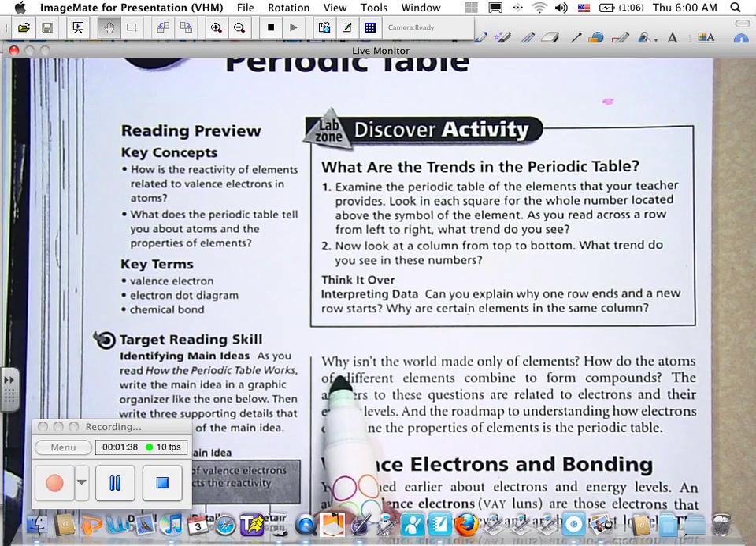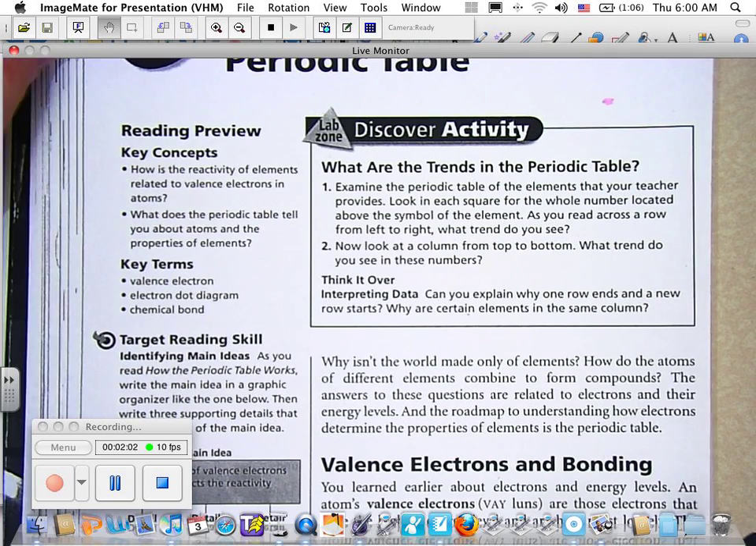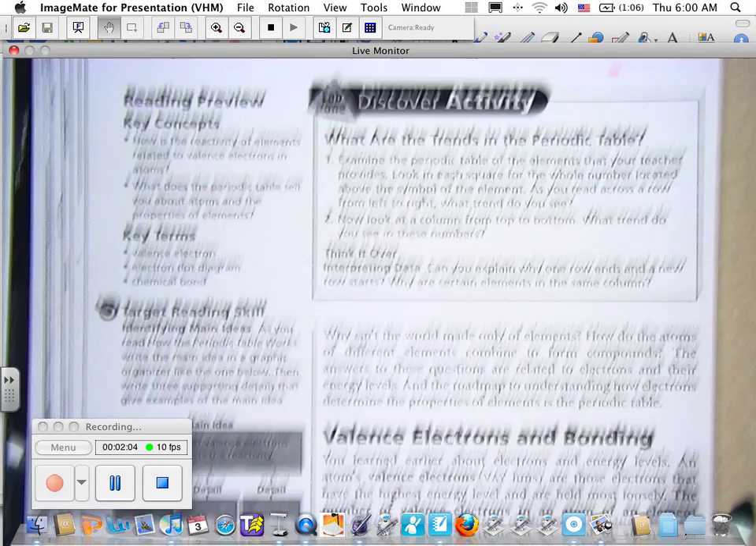Why isn't the world made only of elements? How do the atoms of different elements combine to form compounds? The answers to these questions are related to the electrons and their energy levels. The roadmap to understanding how electrons determine the properties of elements is the periodic table. Valence electrons and bonding. So on your notes, you might write a little subsection that says valence electrons and bonding.